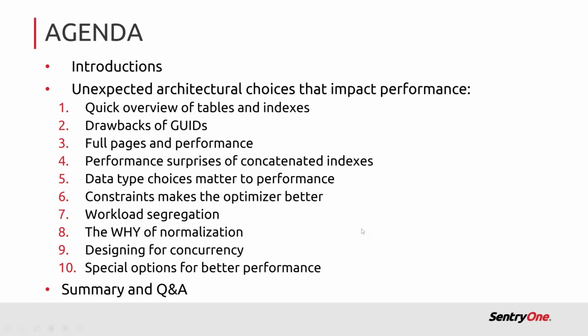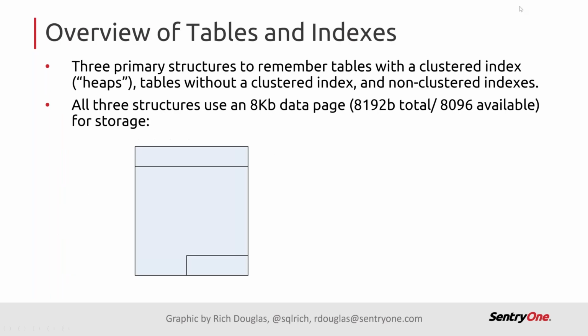And see our first topic here. So the first thing I want to talk about is just make sure everybody is aware of the way that indexes and tables work in SQL Server. To make a long story short, tables come in 3 forms. Basically, SQL Server stores data as either a table without a clustered index, that's called a heap, a table with a clustered index, and then you can also create another object called a non-clustered index.